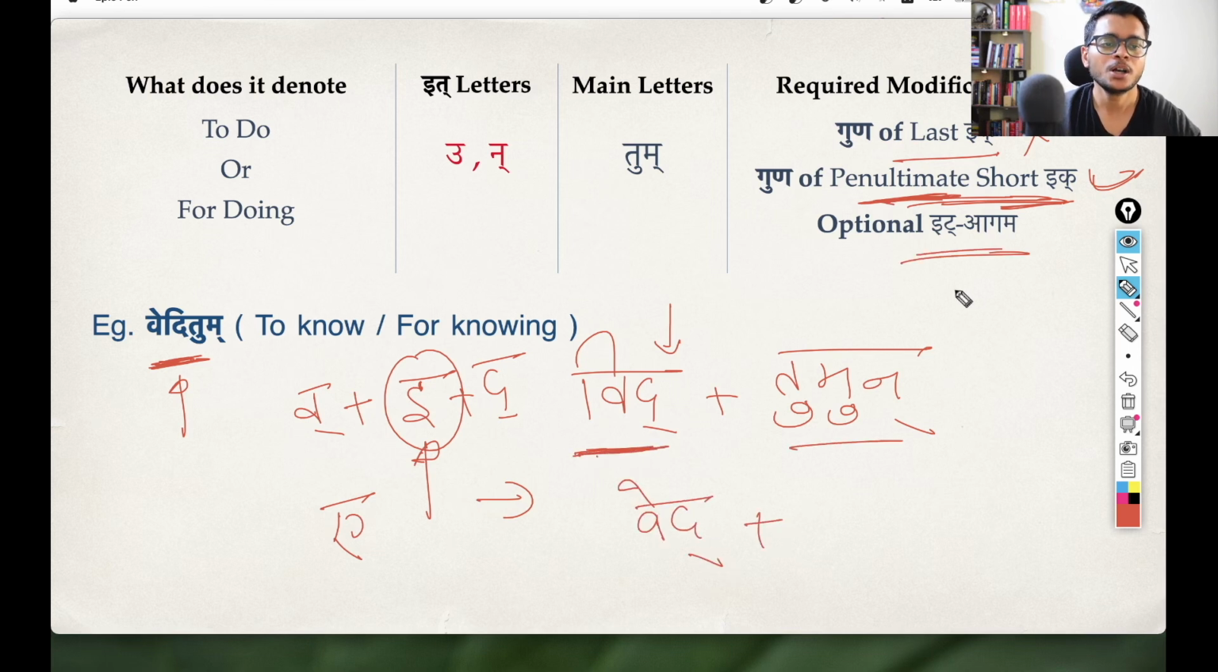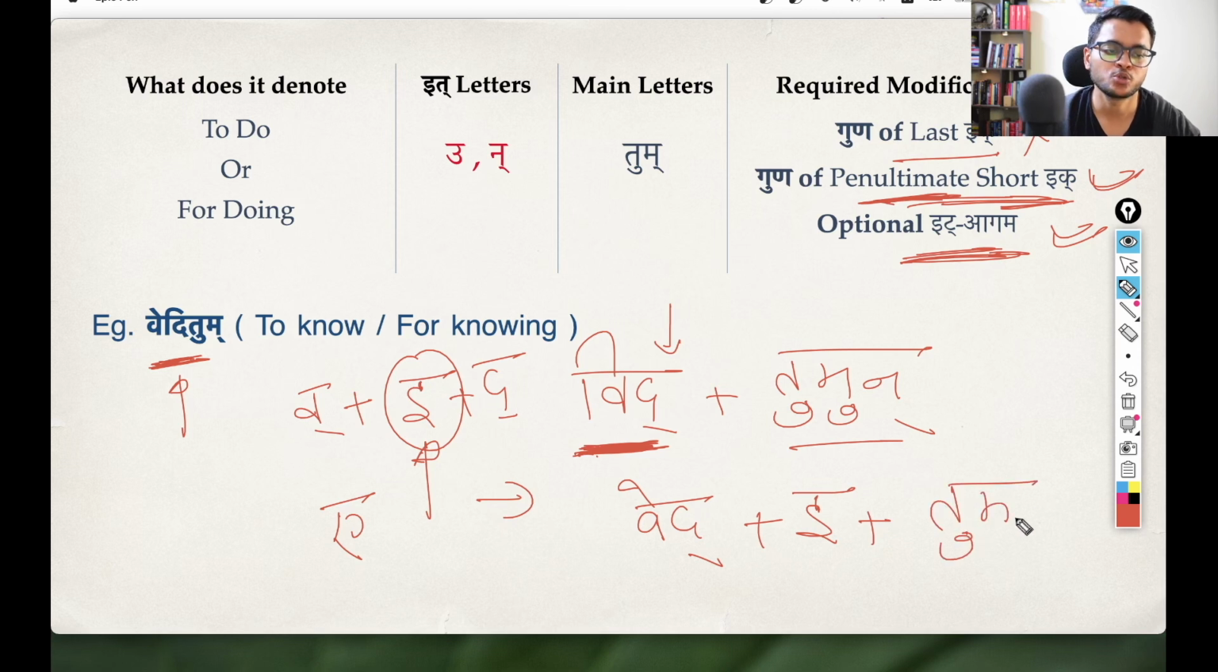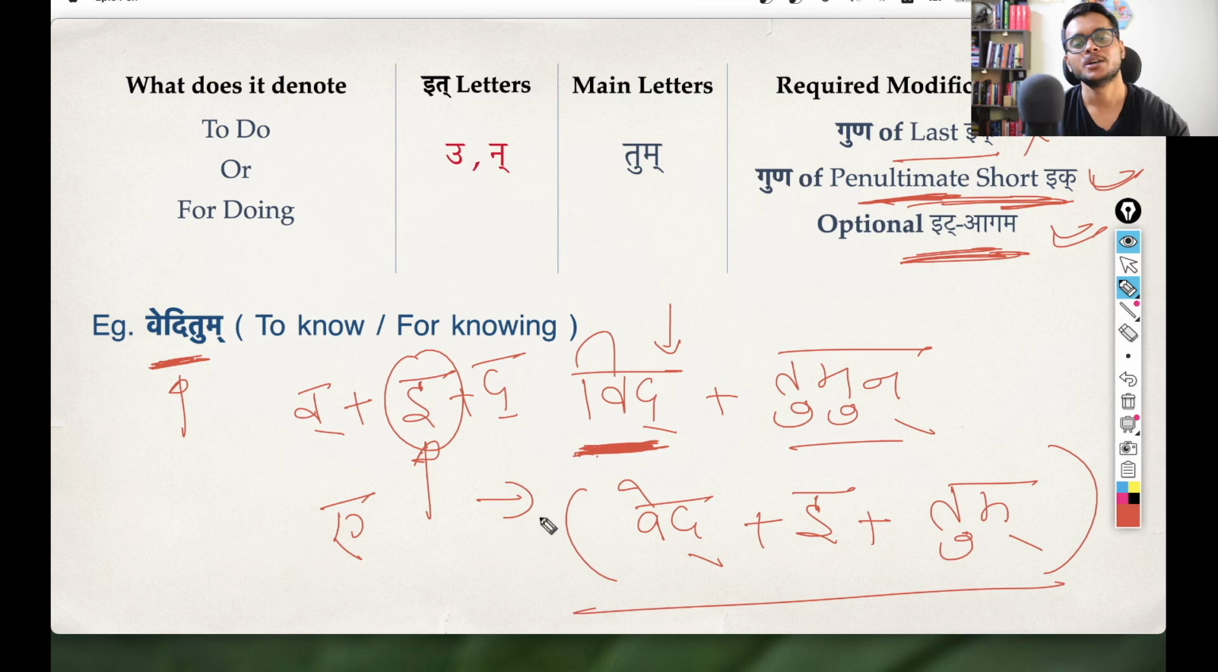Okay, and now optional it agama, this is possible because this vid dhatu is a set dhatu. So you remember the previous example, viditva. Vid dhatu is a set dhatu, so it agama is possible, so it will happen. So you have ved, then you have i, and then from tumun you get this tum. And now finally you are going to combine all of them together. So we get the pada veditum. Veditum means to know or for knowing.